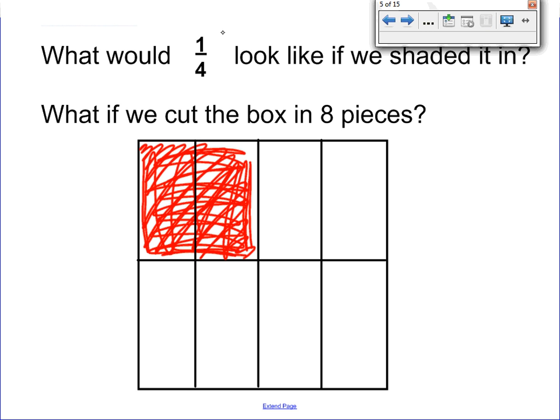Did I have to change the red part, the part that was shaded in? And you'll notice that the red part was not changed one bit. I didn't have to increase it or add more or erase any. The only thing I did was I just cut that into more pieces. So now if we look at this, now we would say that this box is cut into 8 pieces and 2 of the 8 are shaded in. So a fraction that would represent this model now would be 2 shaded pieces out of 8 total pieces of the whole.